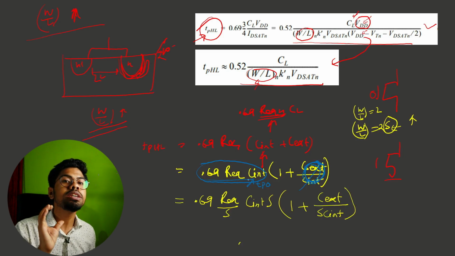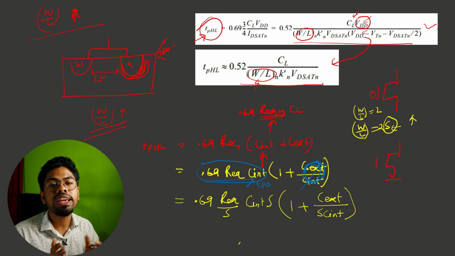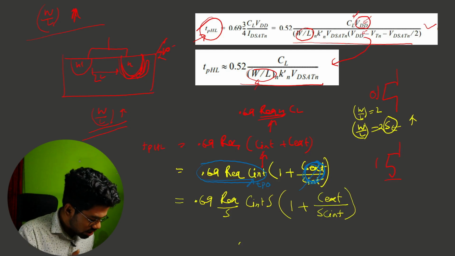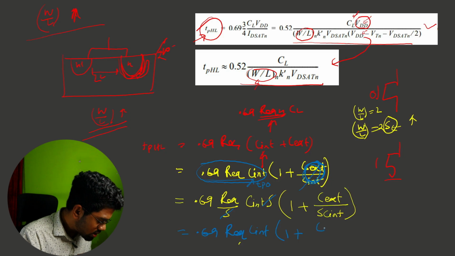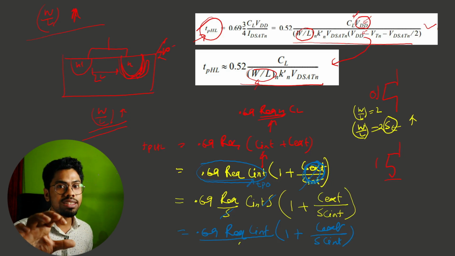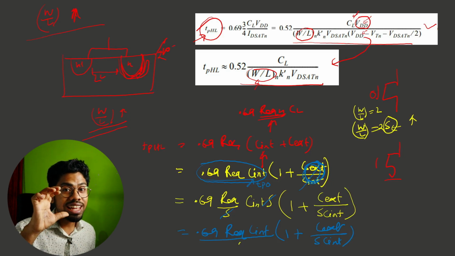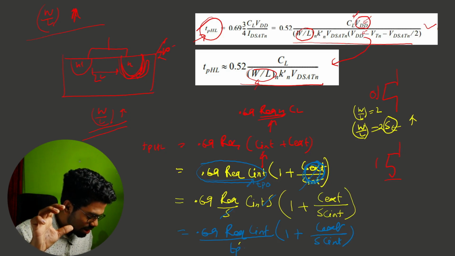So this is TP0, the self-loading delay or the unloaded delay of your circuit. That means here also the S and S will get cancelled and we will be having 6.9 R equivalent C internal by (1 plus C external by S C internal). So you see we have done the sizing, right? But the internal delay, the unloaded delay, is the same as it is.